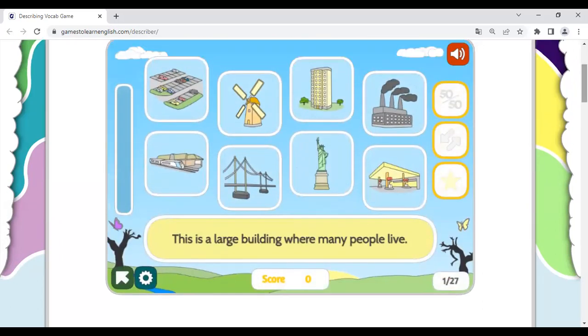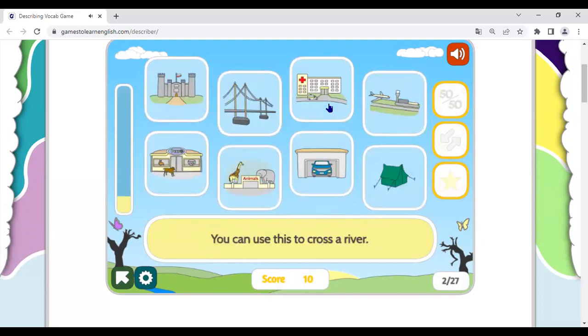Okay, Carlos, start to read this. In this one, since you know one picture, or if you know the word, you can say it. A large building where many people live. Building. Okay. Apartment block. But it's okay, Carlos. It can be building or apartment block. It's correct. You can use this to cross a river. If you don't remember, say the number. Cross a bridge. Exactly. Bridge. Very good, Carlos.